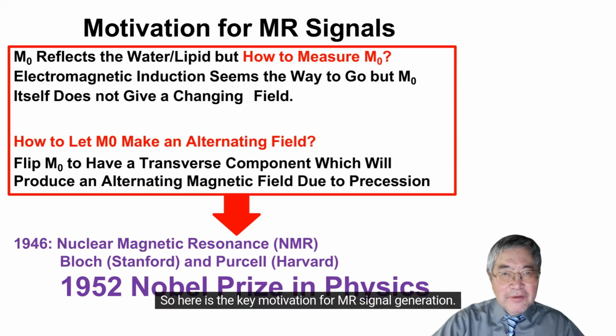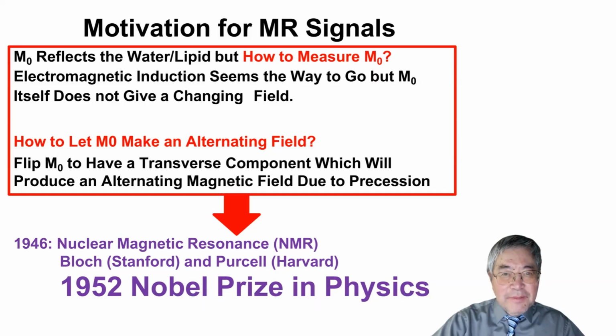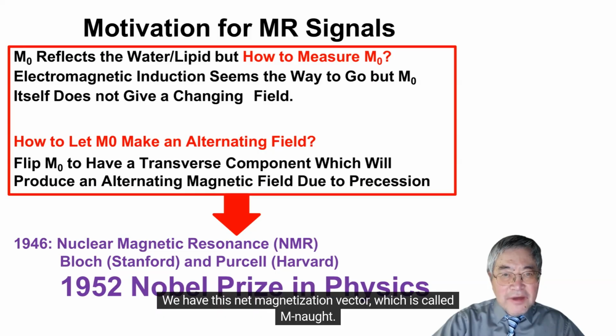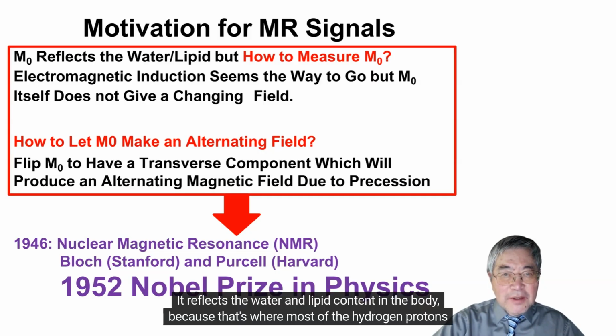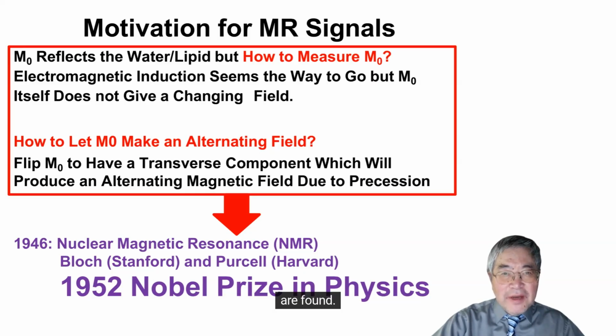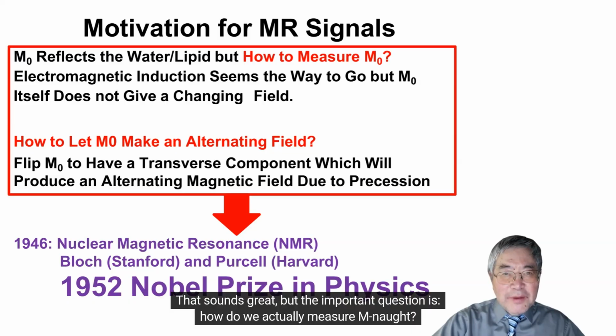So here's the key motivation for MR signal generation. We have this net magnetization vector, which is called M0. It reflects the water and lipid content in the body because that's where most of the hydrogen protons are found. That sounds great, but the important question is, how do we actually measure M0?